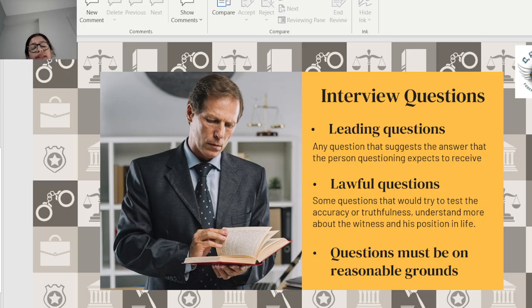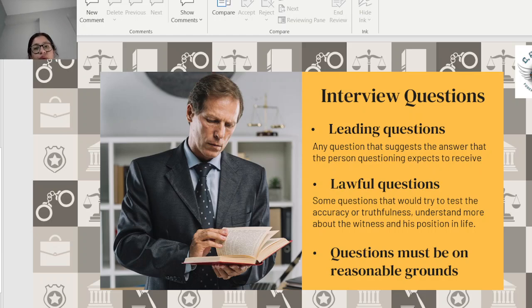In this case we should always ask, what was the culprit wearing? So this is not a leading question. Leading questions should be asked in cross examination and not in examination in chief and re-examination. Leading questions are generally prohibited during examination in chief and re-examination unless you are permitted by the court of law. So this was your leading questions.